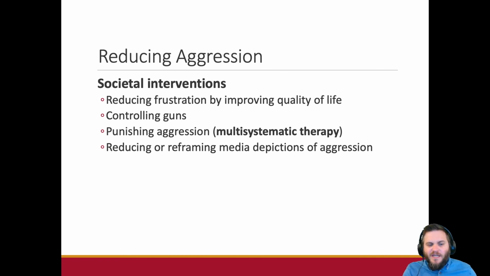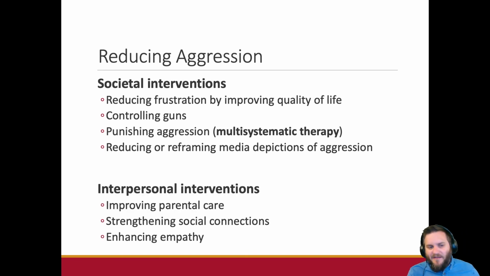Okay. Reducing or reframing media depictions of aggression. So how is aggression portrayed and then consumed? But then we also have to have interpersonal interventions, right? Improving parental care is one of those things. Strengthening social connections is another one. And enhancing empathy. I think that's number one. If you can cultivate empathy in another human being, I think you have won. I think you have won life. It takes a lot of work though to enhance empathy and teach empathy to someone. It takes a lot of work.